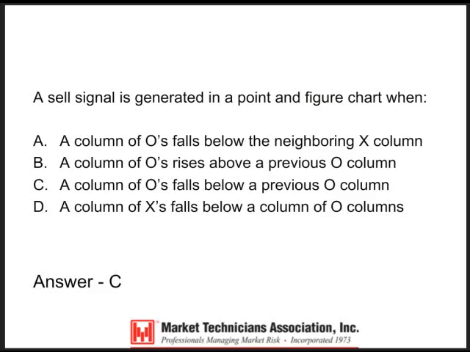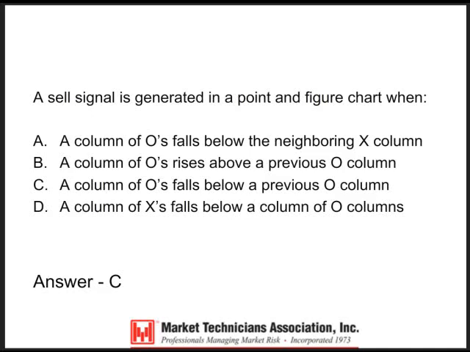A sell signal is generated in a point and figure chart when, and that's C, a column of O's falls below a previous column of O's. Right off the bat you can eliminate 2 of them, because on D, X's fall, no, X's rise, and then O's rise, no, O's fall, so B and D are out. So it's certainly a column of O's falling, and you just have to know what the book is talking about. A sell signal is when a column of O's falls below a previous O column.